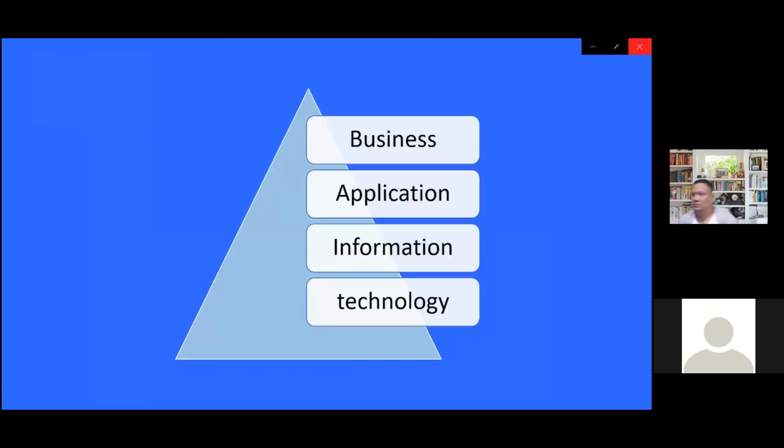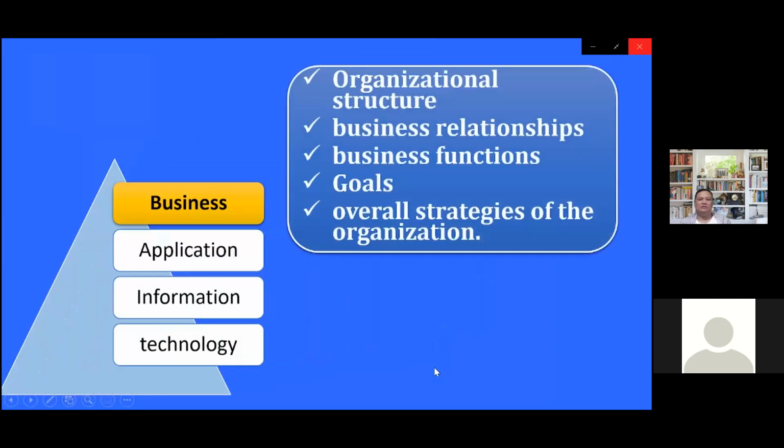Okay. So EA has four domains. On the top is the business, followed by application, followed by information, and followed by technology. Let's define each of them. First, business. It's the top of the pyramid. It's the organizational structure. It pertains to the business relationships, the business functions, the goals of the business, and the overall strategies of the organization. So that's the business domain of EA.